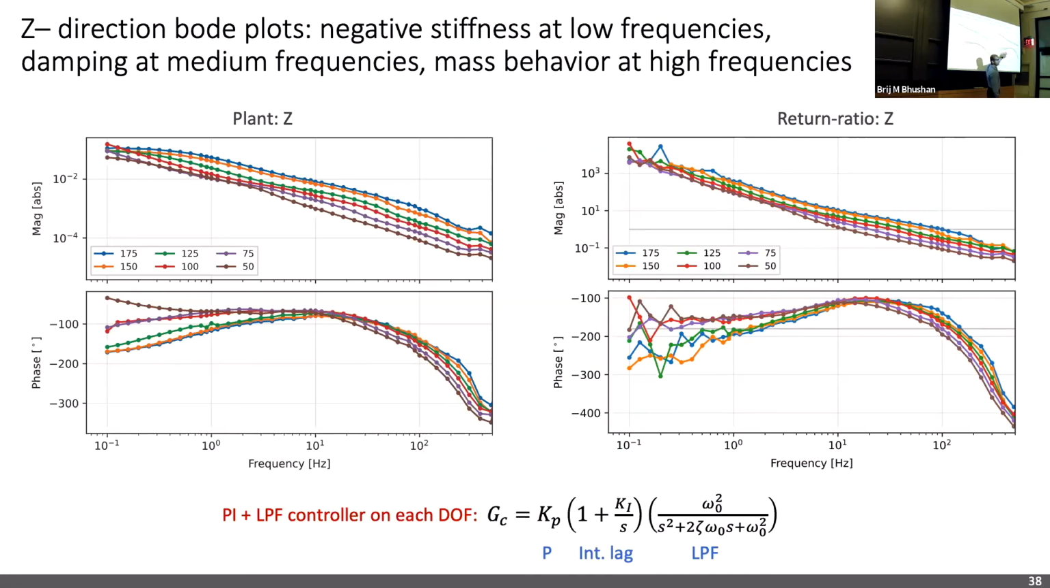This is the return ratio, which shows the crossover frequency and the phase margin. We use a robust controller such that our crossover frequency reduces with reducing air gap, but we are still stable across the entire range of air gaps that we want to talk about.